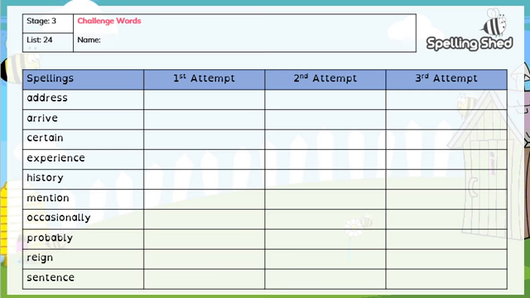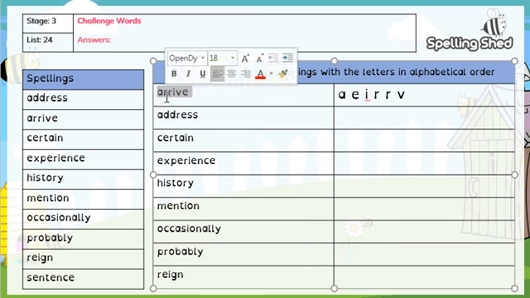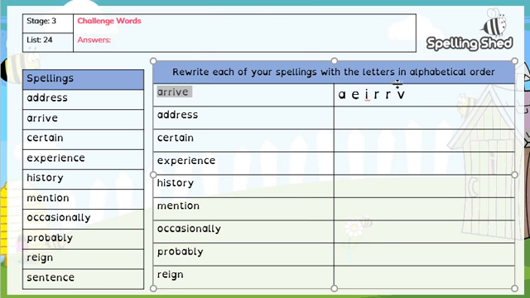The second part is going to be looking at each of the spellings, and you're going to rewrite each of your spellings with the letters in alphabetical order. So you can see on the screen, the first one has been done for you. So here you have got arrive. And they have picked out each of those spellings in alphabetical order. So each of the letters. So the first letter is A. That comes first in the alphabet. Then E, then I, then R, and B.